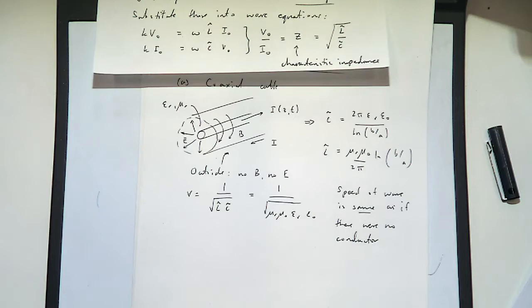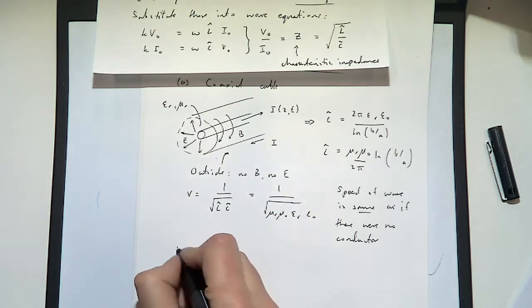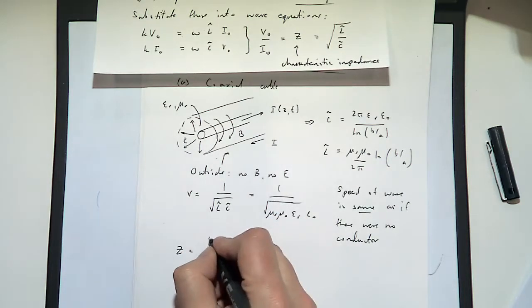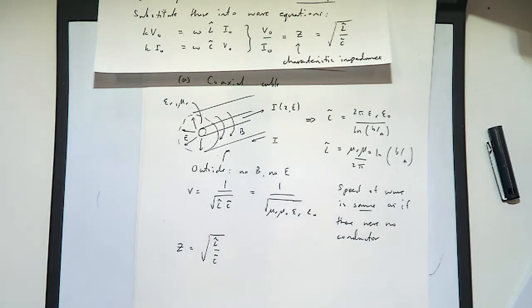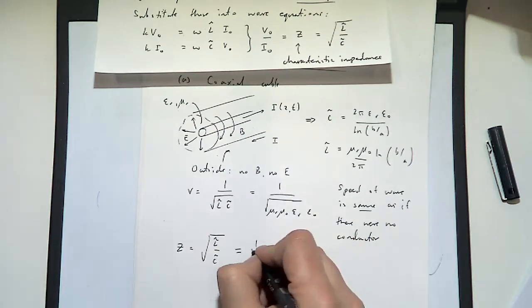Now, what does the impedance look like? Well, the impedance, you should try and remember these two formulae. Impedance is root L over root C. And explicitly here, it's different.